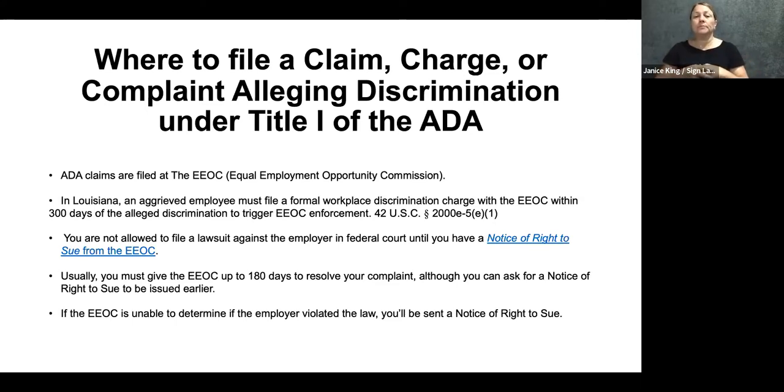You are not allowed to file a lawsuit in federal court until you have a right to sue notice from the EEOC. And usually you must give the EEOC up to 180 days to resolve your complaint. So some cases can be resolved at that administrative level, although you could ask for a notice of a right to sue letter earlier. If EEOC is unable to determine your employer violated the law, you'll be sent a right to sue notice.